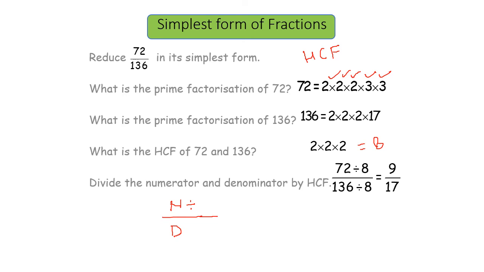Suppose you are dividing both of them by a number A, then the result will be the same. The result will not change. Same value. It will be equivalent. Similarly, you can multiply as well. If you multiply the numerator as well as the denominator by the same number, then also the value will not change.